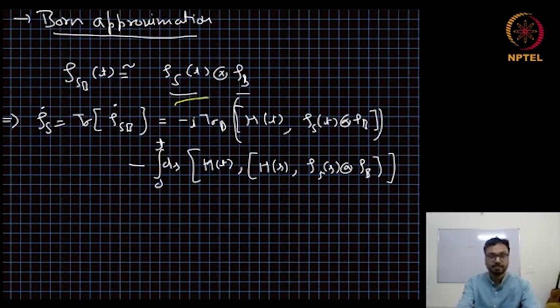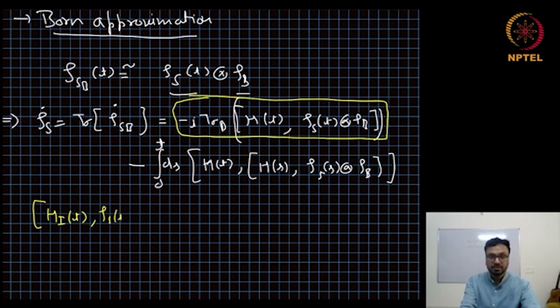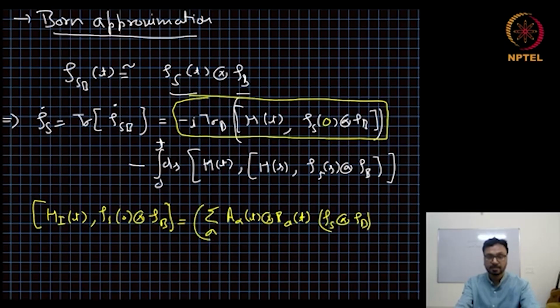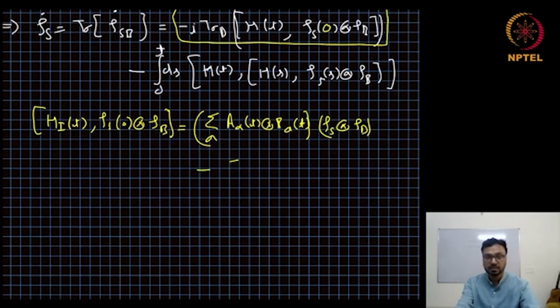Let us look at the first term. The first term, the commutator, is H_I(t) times rho S tensor rho B (it should be rho S at time 0, tensor rho B), which is sum over alpha of A alpha(t) tensor B alpha(t) times rho S tensor rho B, minus rho S tensor rho B times sum over alpha of A alpha(t) tensor B alpha(t).